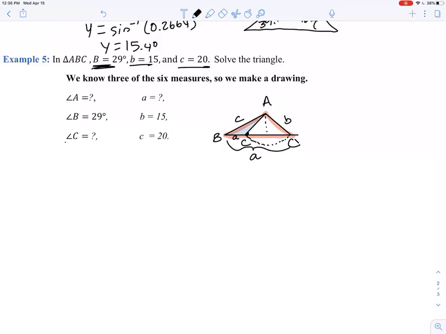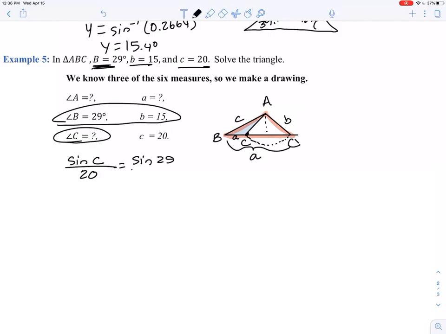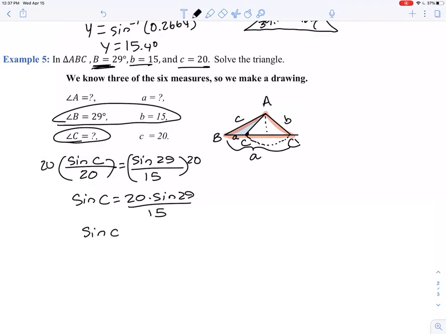Okay, so let's find angle C, because we have this pair of opposites here. So we're going to do the sine of angle C over side C, which is 20 units, equals the sine of B, which is 29, over side B, which is 15. Multiply both sides times 20. So sine of C equals 20 times sine 29, all over 15. We get sine C is approximately equal to 0.6464 when we plug all of that into the calculator.